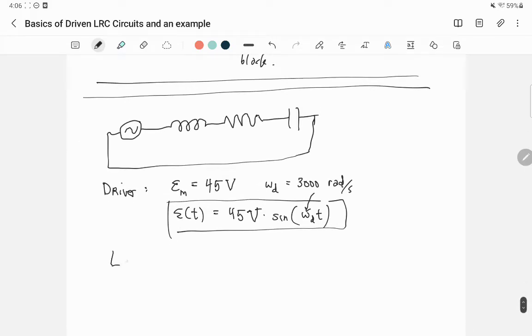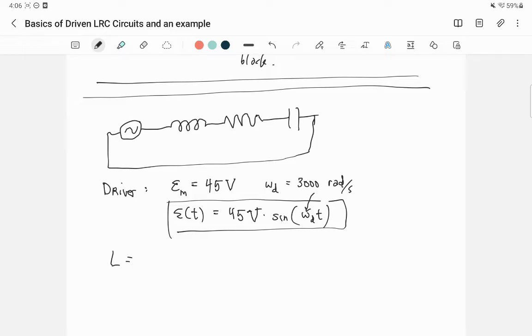The inductor has a value of, what was the inductance? Oh, sorry. Oh, it's embarrassing. I thought I had it organized.